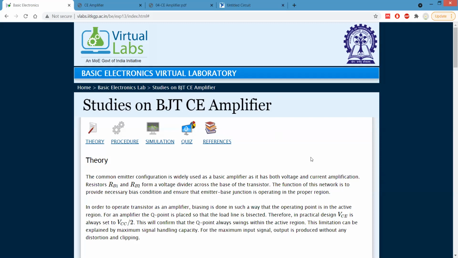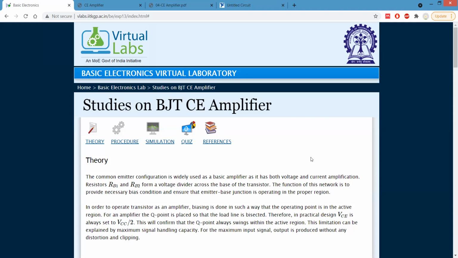Anyway, today we are going to perform the experiment named the common emitter amplifier. Till date we have studied different modes of BJT, bipolar junction transistor. So today we will study a direct application of that. As we have discussed already, we can use this transistor as an amplifier as well as a switch.